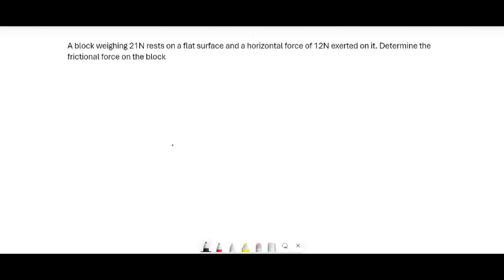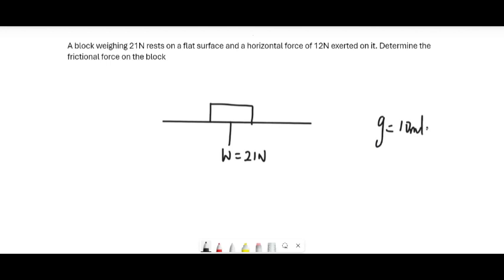So let's quickly draw the horizontal surface, right? If this is our horizontal surface, the block is this. We're given the weight directly. If we take g to be 10 meters per second squared, we're going to have the mass of the block to be 2.1 kg. But don't assume that, just leave it like that, right? So we have our normal reaction R equal to 21, because this plane is not inclined. Hence, R is equivalent to W, or W is equivalent to R.